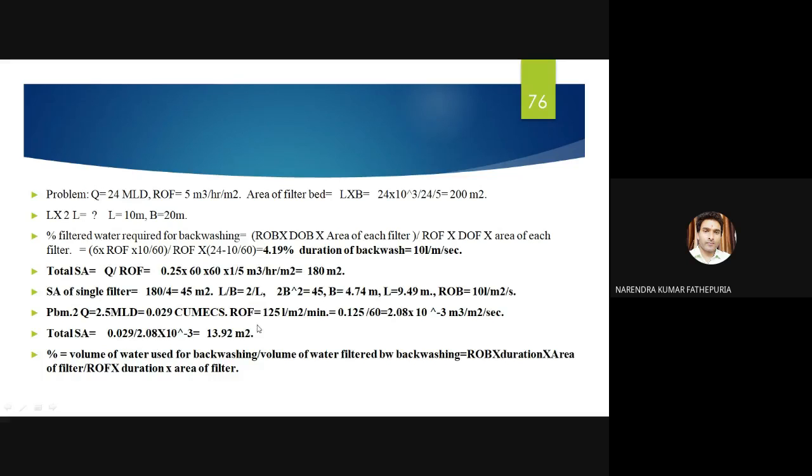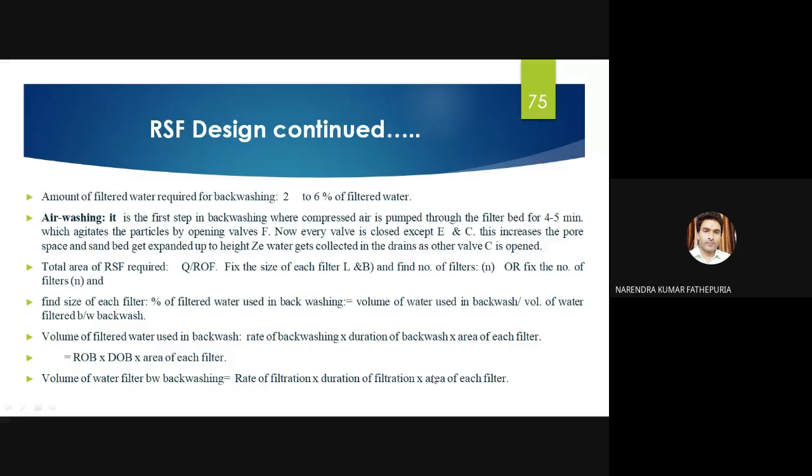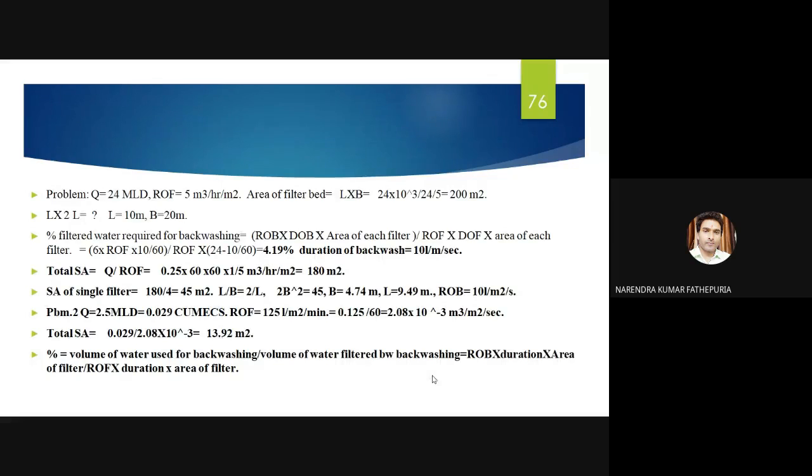So how much capacity? 0.029 divided by the rate of filtration gives the total surface area, Q divided by rate of filtration. They have calculated based on this. You can calculate it. Okay. There's one another thing: percentage volume of water used for backwashing divided by volume of water filtered between backwashing, that we have calculated here. That also we can do. Okay.